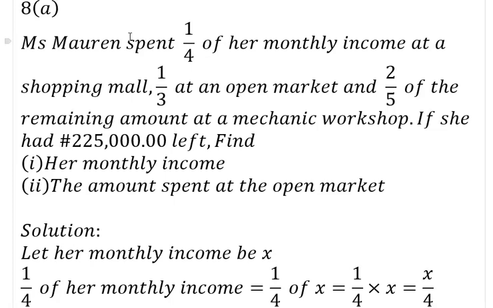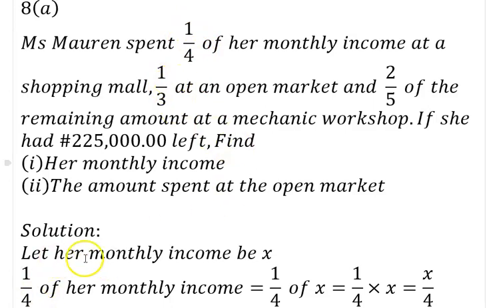Then, the amount spent at the open market. Now, you need to be very, very careful while solving questions like this. Let our monthly income be x. We don't know it because we've been told that she spent 1 over 4 of her monthly income at a shopping mall, 1 over 3 at an open market, and 2 over 5 of the remaining amount. Not the monthly income now, so you need to be very, very careful when doing that. So let's get 1 over 4 of our monthly income first, then we'll get 1 over 3 of our monthly income at the same time.